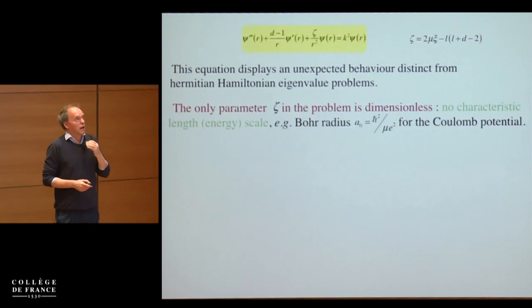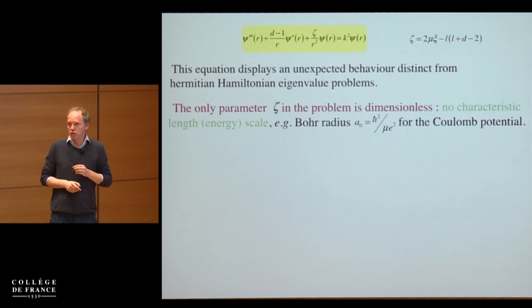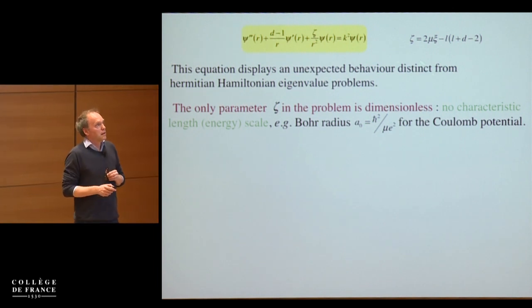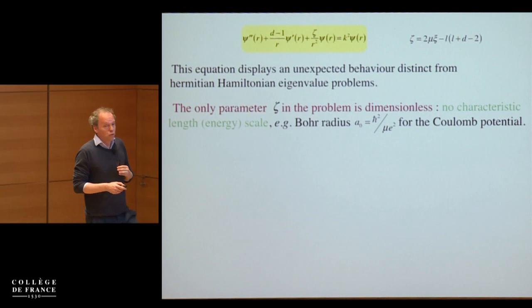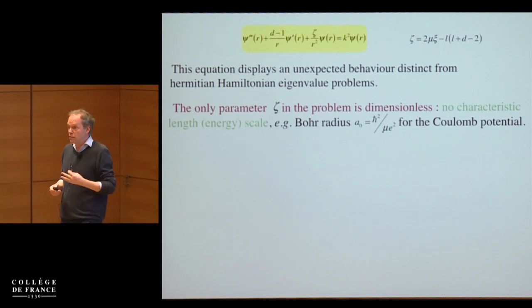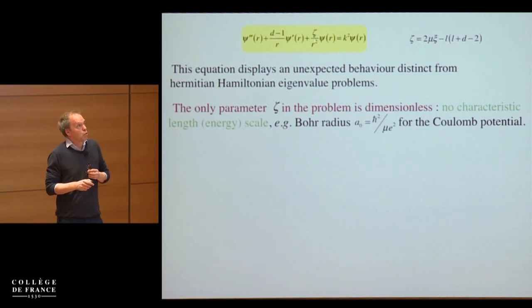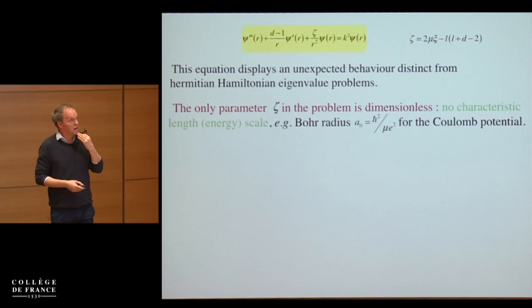Okay. Now, this is the same Schrödinger equation written in a more compact way, where I just put together in this parameter, zeta, both the potential energy and the centrifugal barrier. And this Schrödinger equation displays an unexpected behavior that is distinct from the Hermitian Hamiltonian eigenvalue problems that we're used to, mainly due to one reason: the parameter that is here is dimensionless, which means that this problem does not have any characteristic energy or length scale, as, for instance, in the Coulomb potential. This is because the 1 over r squared potential has the same dimension as this, which is also 1 over r squared, or this one, which means that this parameter is just dimensionless. Okay? So there is no characteristic length in this problem.